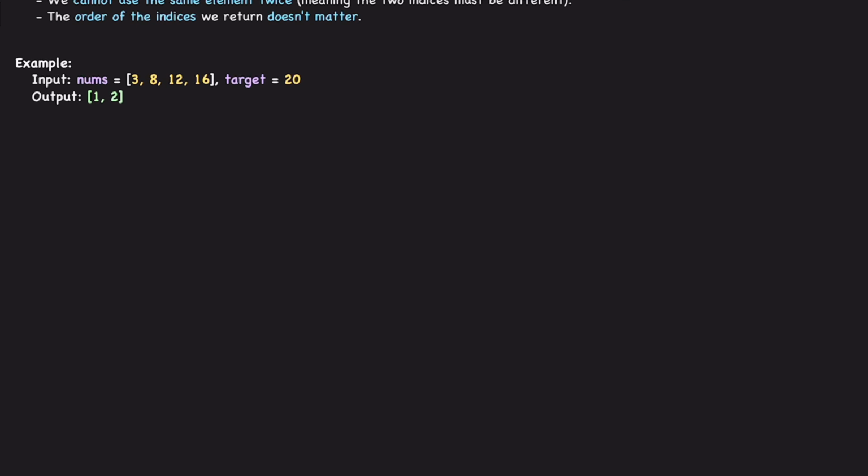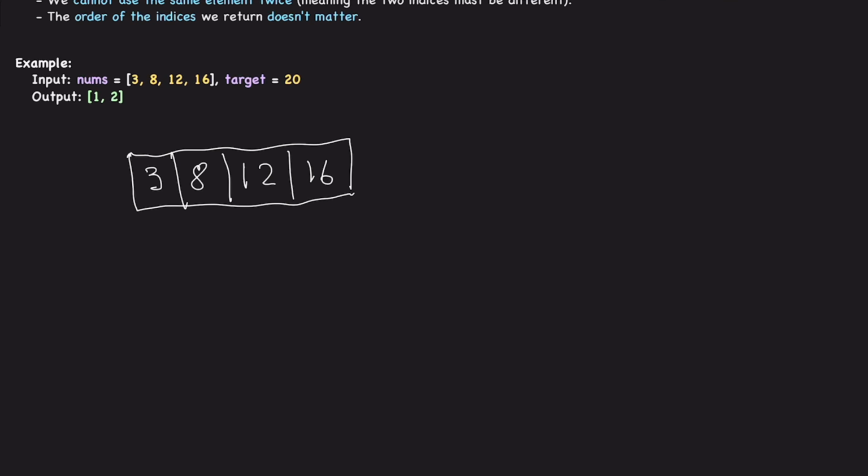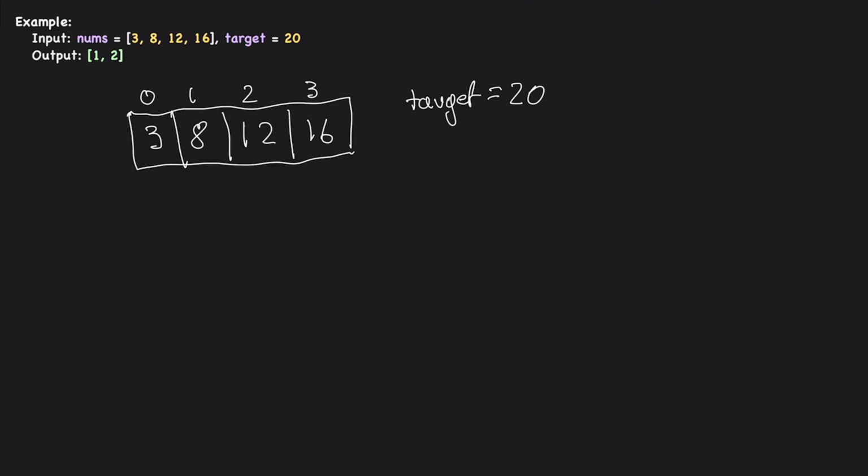Let's use our example array, which is 3, 8, 12, and 16, and try to think about the solution. So let's write down the indices first, 0, 1, 2, and 3. And the target equals 20. So when we look at that array, we as humans can immediately spot that the solution we are looking for is 1 and 2, because 8 plus 12 gives us 20, and the index of 8 is 1, the index of 12 is 2. So our solution would be the vector 1, 2, or the vector 2, 1.